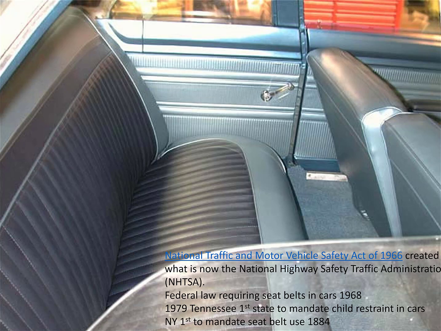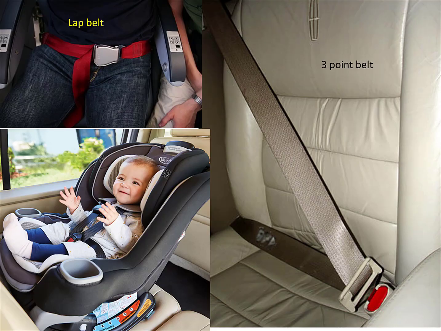You can see there's no seatbelt. And the National Traffic and Motor Vehicle Safety Act of 1966 required seatbelts, but people still didn't use them. We never used seatbelts, we just threw them out. And then I think 1979, Tennessee was the first state to mandate child restraint in cars. But it wasn't until 1984 that New York was the first state to mandate seatbelts. And nobody used to use seatbelts, really. And the lap belt is what usually causes this lap belt type injury.